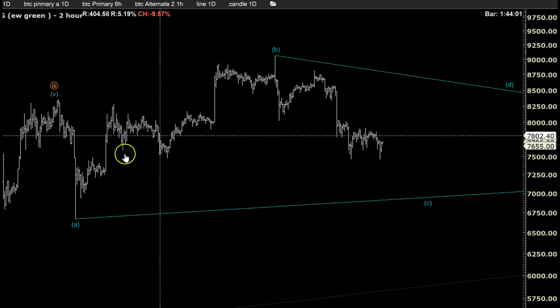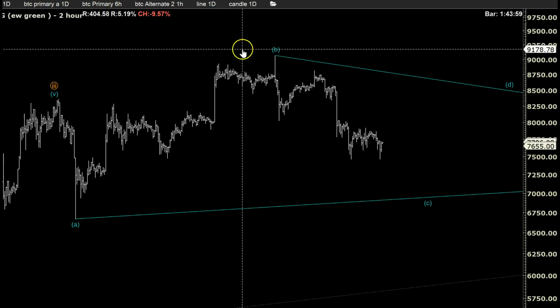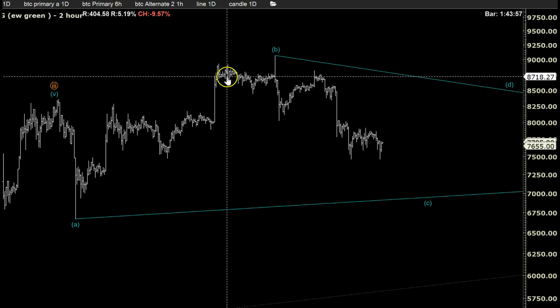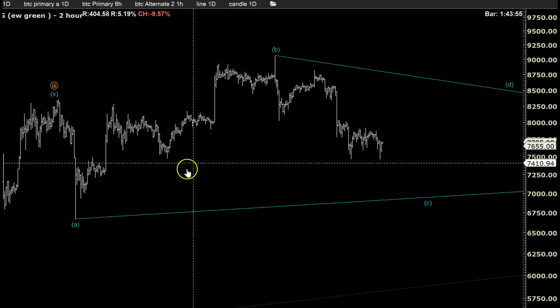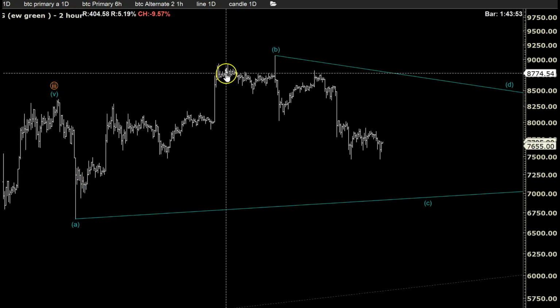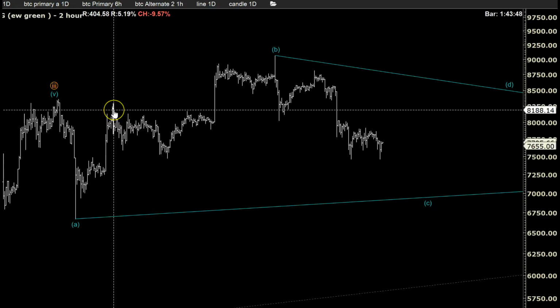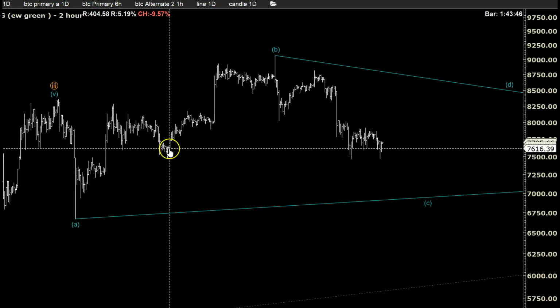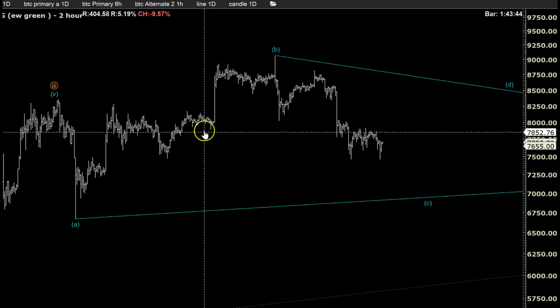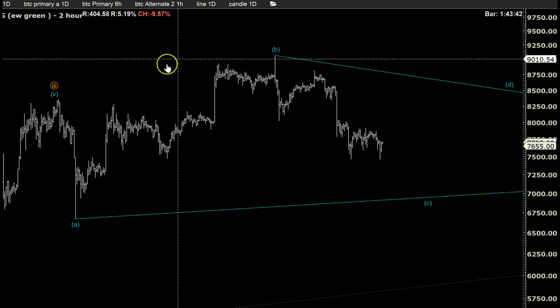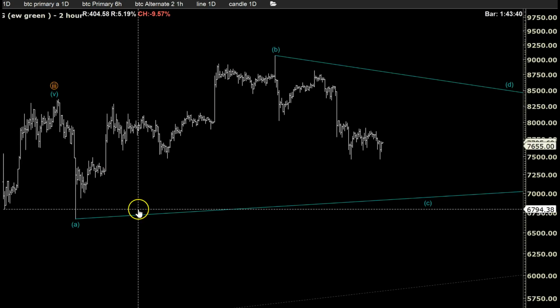Now the tricky part comes into this larger structure, right? Because you can count a bunch of waves here, and what is this? Is this a 1, 2, 3, 4, 5, 6, 7? Is this a 1, 2, 3, 4, 5 in 1? Is it 2? Is it then this is a 3? So this thing can get very confusing, but here's what I come up with.